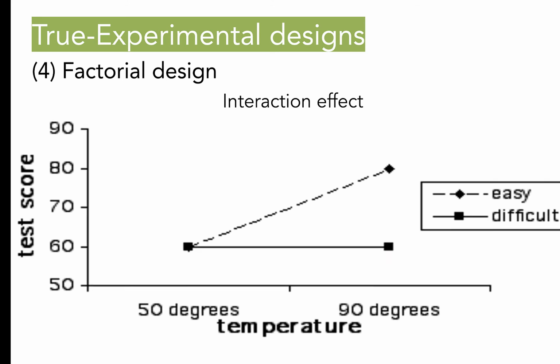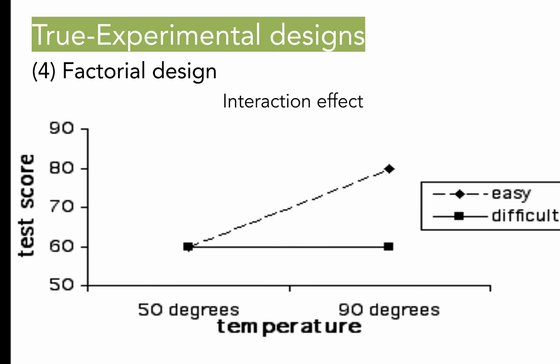An interaction effect doesn't always have to cross like a perfect cross. Sometimes the graph looks like this. And in this case, the interaction effect shows that when a test is difficult, it doesn't matter whether you are in a cold room or in a hot room, your test scores are going to be the same across the board. However, when you get an easy test, you're actually better off in a hot room than in a cold room, because you see the test scores are higher when the room is hot for an easy test than when the room is cold.